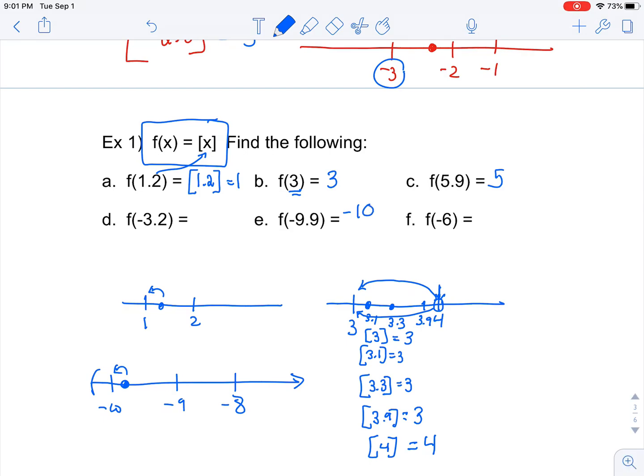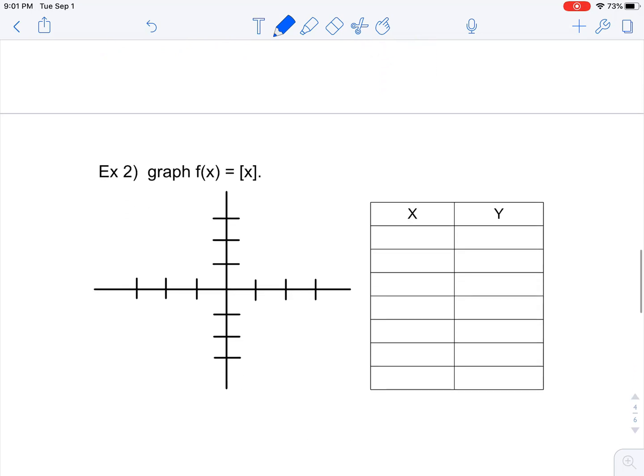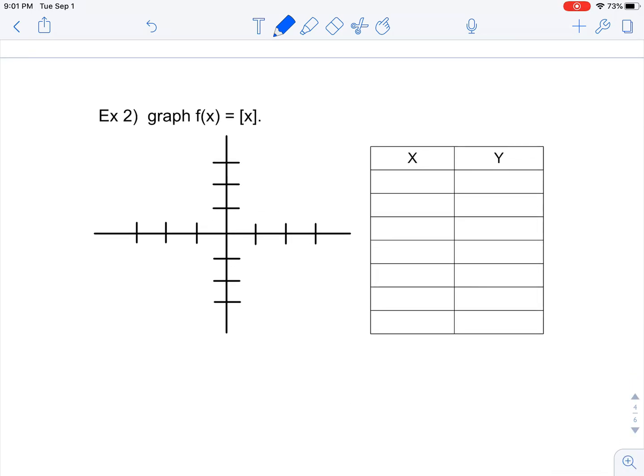So the reason we need to be able to evaluate the greatest integer function is because that's going to help us to actually develop what that parent graph looks like. Okay, so now if I asked you to graph the greatest integer function, keep in mind that the equation can look a couple of different ways. It could look like this, or the equation could just say int x. They mean the same thing.